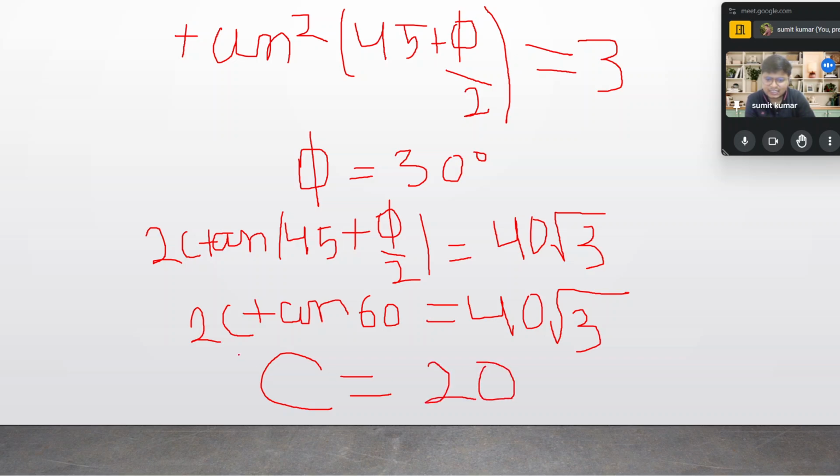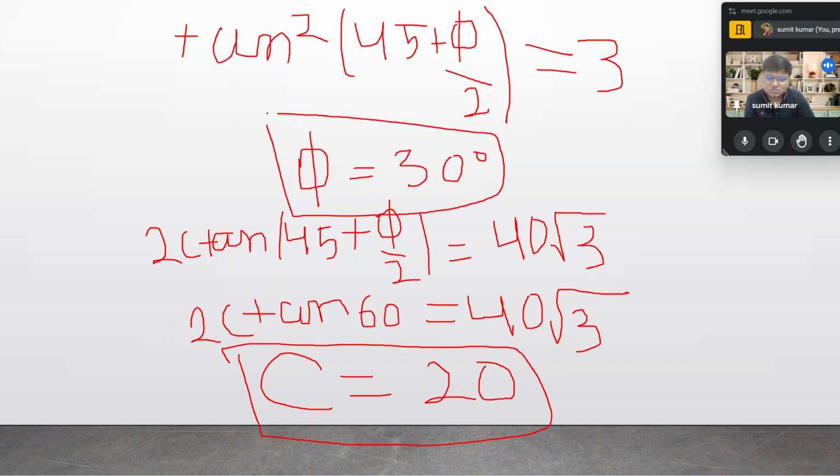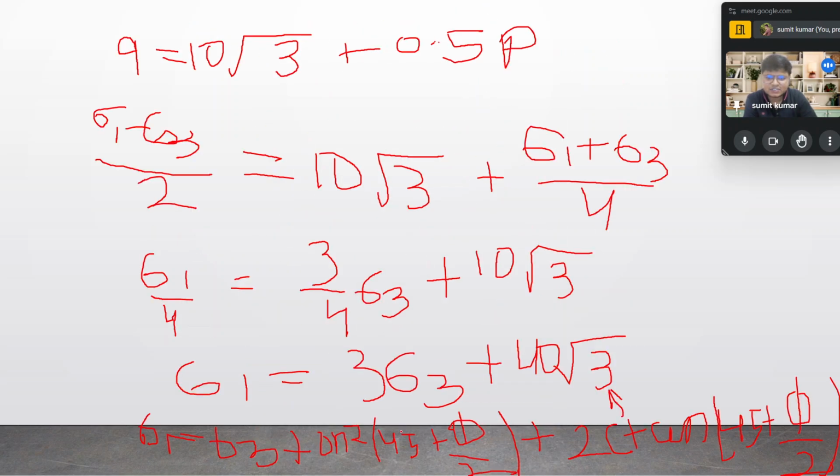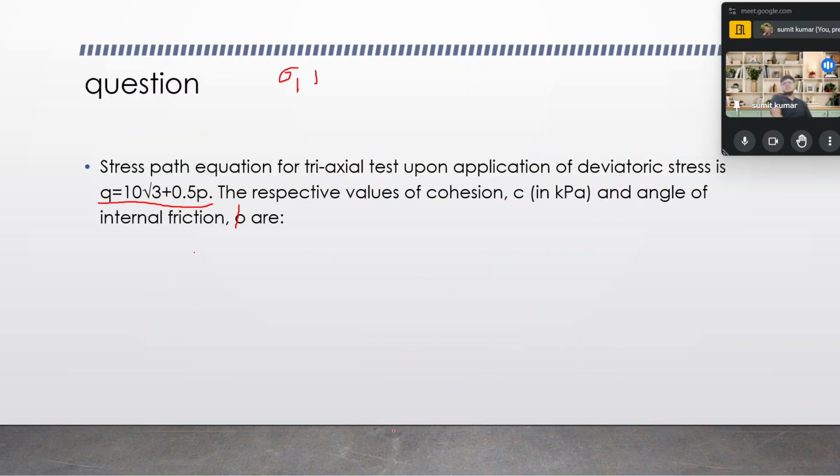So that is the answer which is mentioned over here in the solution as well. I can show you that phi equal to 30 and c equal to 20 is the answer, which we got here. The simple thing is that we use our basic equation, sigma 1 equal to sigma 3 tan square (45 plus phi by 2) plus 2c tan (45 plus phi by 2). We have rearranged the things in that fashion, and you are able to get the desired answer.